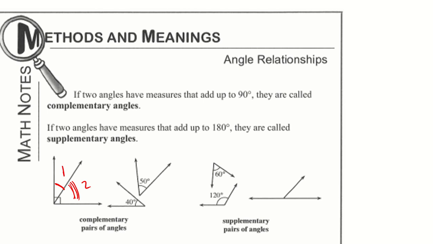And over here, if I add the 40 and the 50, you see I get 90 degrees also. Down here, this adds up to 180, so those angles are supplementary. These two are adjacent to each other. You can see that this angle plus this angle right here is making a straight line. So those two angles are supplementary. They add up to 180 degrees.